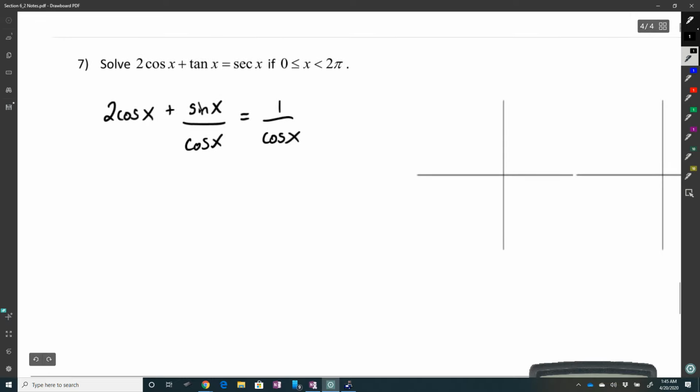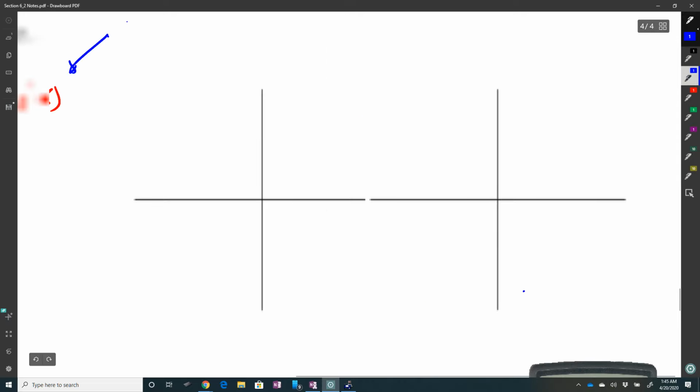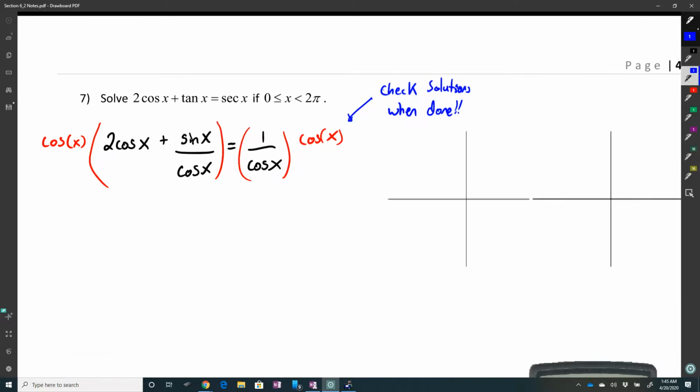Now notice that both of these have cosine in the denominator, so I'm going to multiply both sides by cosine of x. Notice I am now adding to the problem, so that means I have to check my solutions. All right, but anyway, for now, I just distribute the cosine. This gives me 2 cosine squared x. The cosine distributes and cancels out, so I'm left with just plus sine x. The cosines cancel, and I'm left with 1.